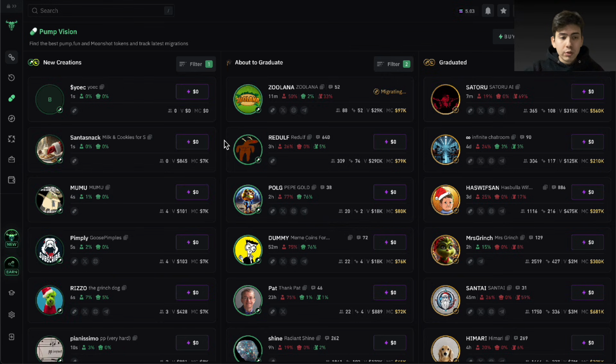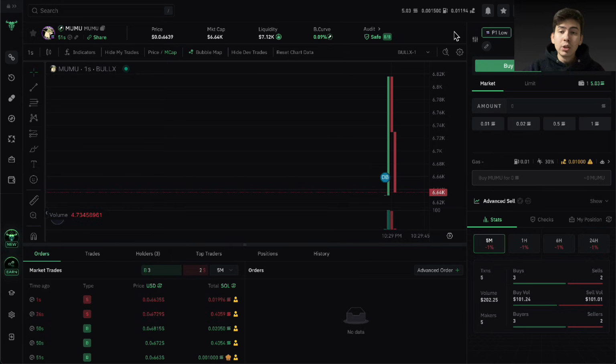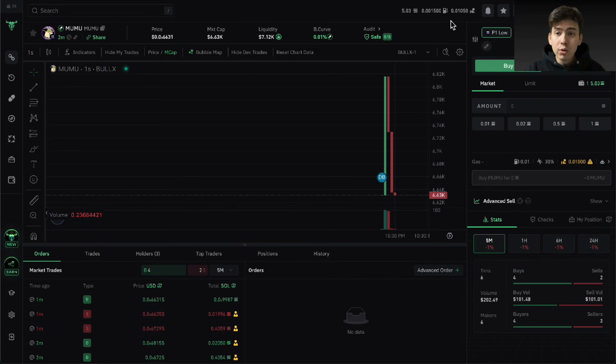For example, let's open one of these new token creations. As you can see up here, these are the gas fees and the bribery fees that BullX automatically suggests you use based on the current activity of the market. This will give you a general idea of what fees you should put in for your transaction to go through.